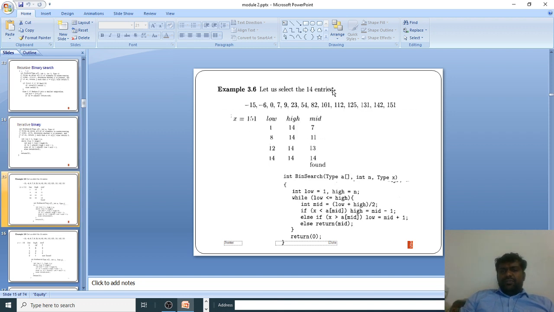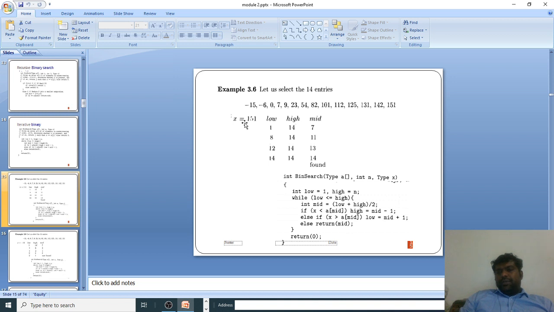Now let us see the 14 entries, minus 15, minus 6 till 151. Now the x value you have to find is 151. But where is 151? 151 is somewhere over here. Now what is low? Numbering them 1, 2, 3, 4, 5, 6, 7, 8, 9, 10, 11, 12, 13, 14, low starts from 1 and high is 14, then what is mid? 7.